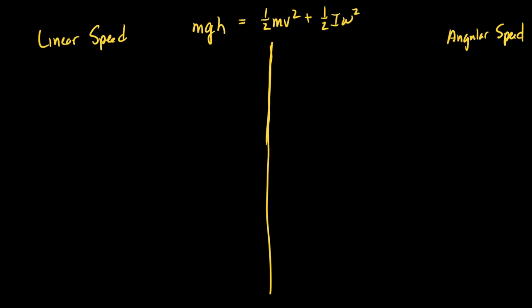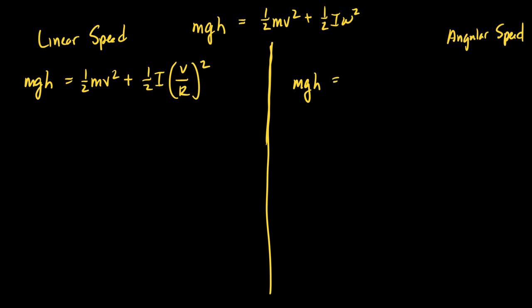On the linear speed side, we're going to have mgh equals 1/2 mv squared plus 1/2 I, and we will replace omega with v over r squared. This gives us the linear speed. On this side, though, mgh equals 1/2 m, not v, but omega times r squared, plus 1/2 I omega squared.